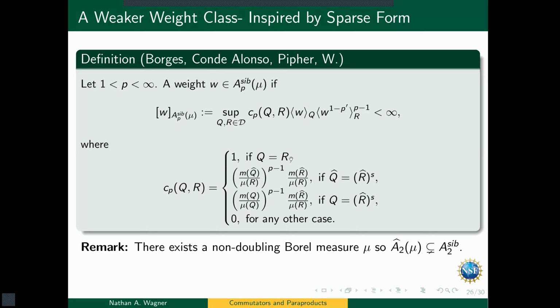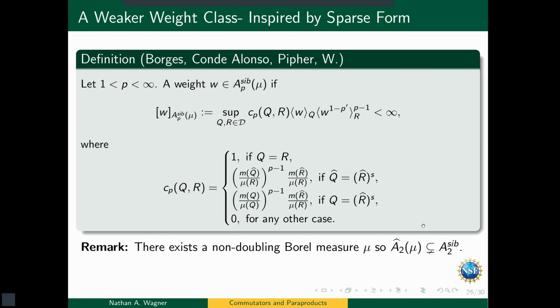So it's 1 if Q equals R. It's some normalizing factor if Q and R are in the positions that we discussed. These are exactly the configurations that show up in the sparse form, and then we set the constant equal to 0 for all other cases. So usually this is 0, but if Q and R are in some special conditions, then it won't be 0. And the important thing here is that there exists a non-doubling Borel measure mu so that A_2 hat is strictly contained in A_2 sib.